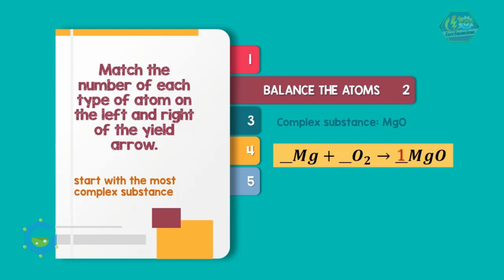To balance the Mg in MgO, we place 1 in front of Mg on the left. The O atom in MgO must be balanced by 1 O atom on the left. 1/2 of an O2 molecule provides 1 O atom. Hence, in terms of the number of each type of atom, the equation is now balanced.